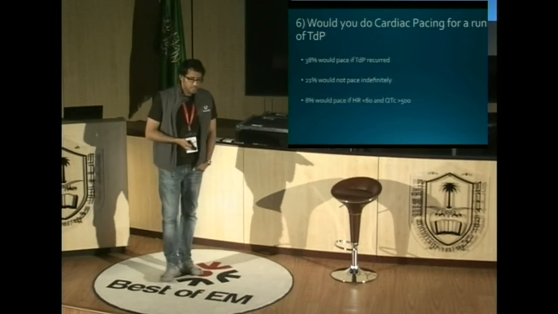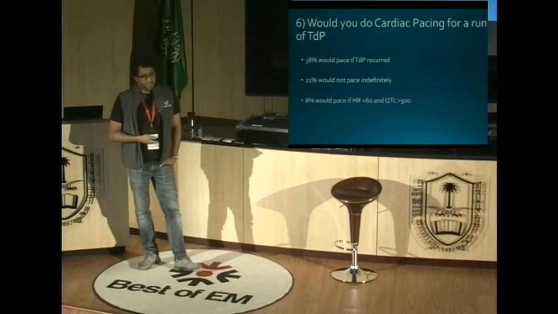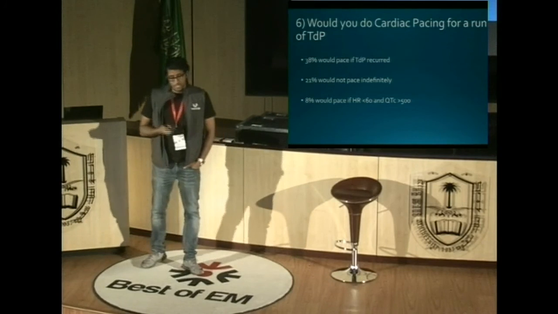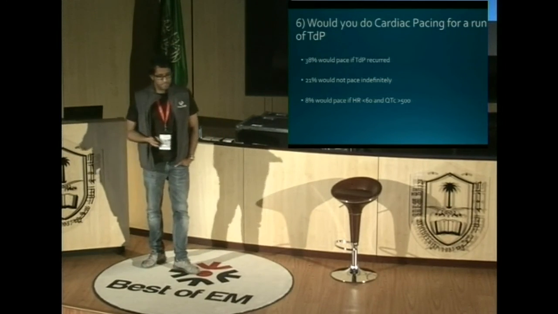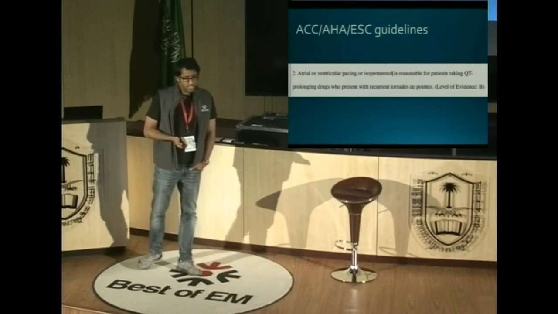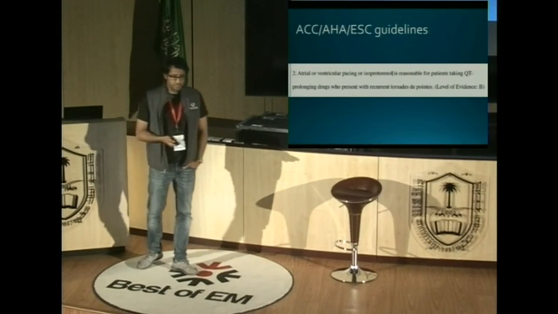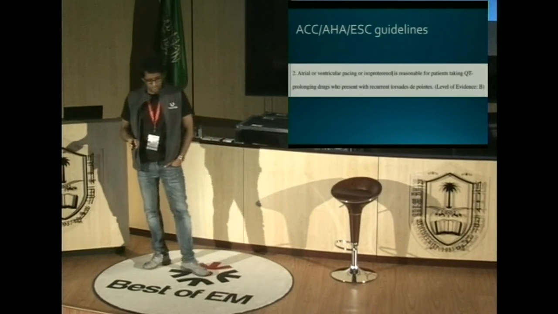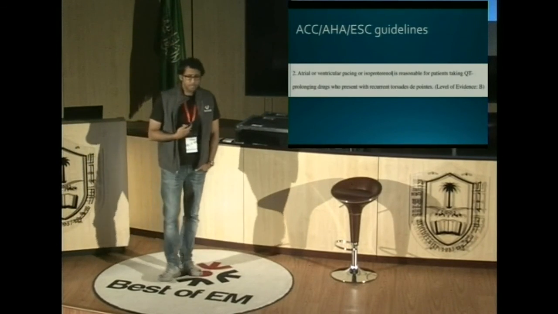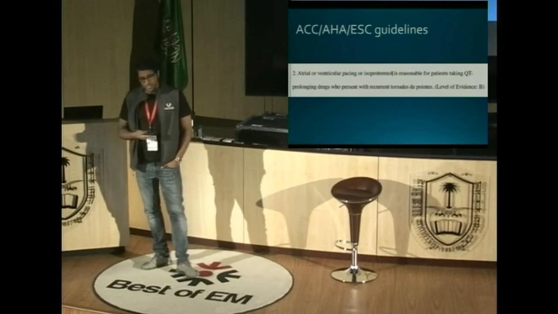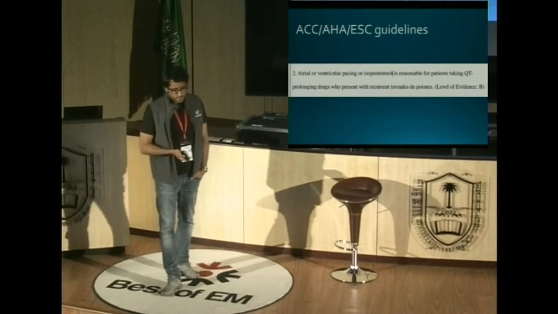So a third of the toxicologists in that survey answered that they would do it if the torsade recurred, and a third said they would do it even if it happened once. And the AHA guidelines recommend that you do ventricular or atrial pacing to keep the heart rate above 100 if you have recurrent torsade. I personally would do it even if I have one run, just to keep the heart rate above 100.